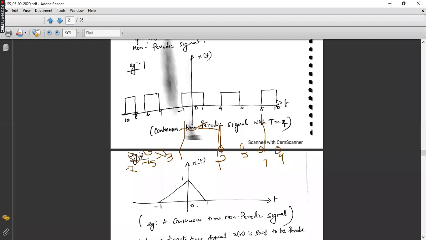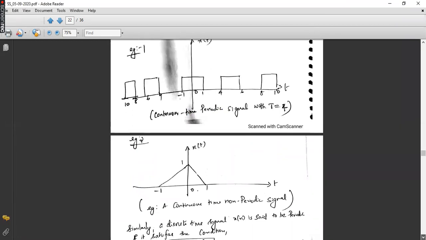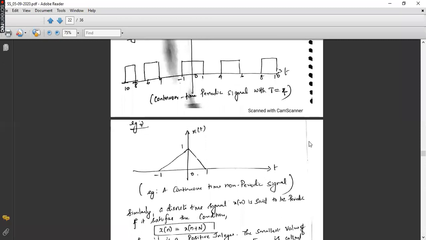Now we will be discussing the example of a non-periodic signal, again the continuous time version. Again with the continuous time version, we will be explaining an example of a non-periodic continuous time signal. So example number 2, this is again a continuous time signal, but it is non-periodic. Can anybody tell why this is non-periodic?